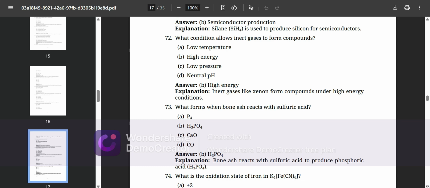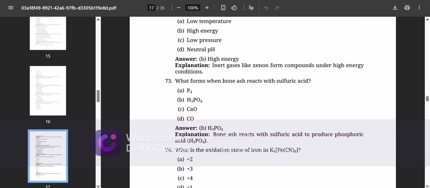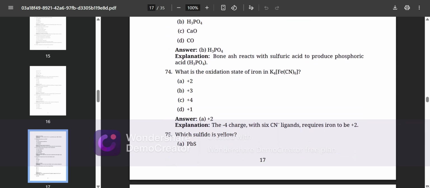What condition allows inert gases to form compounds? High energy. Inert gases like xenon form compounds under high energy conditions. What forms when bone ash reacts with sulfuric acid? H3PO4. Bone ash reacts with sulfuric acid to produce phosphoric acid, H3PO4.